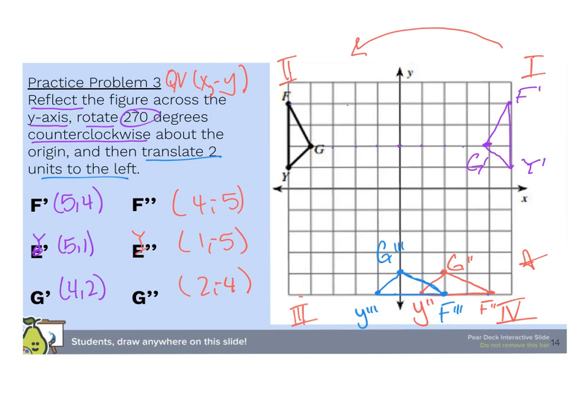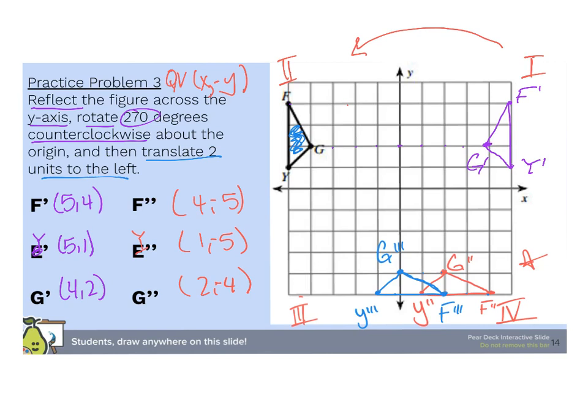Let's see. Oh, the second slide is asking, does the order matter? Does the order of the transformations matter? So I reflected, rotated, and translated. Could I have translated first and then rotated and reflected and end up in the same place? So let's see if we had rotated first. So I start here, right?